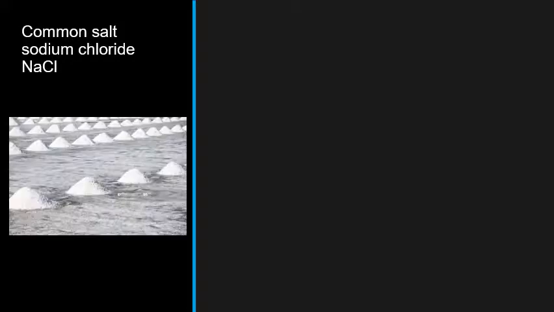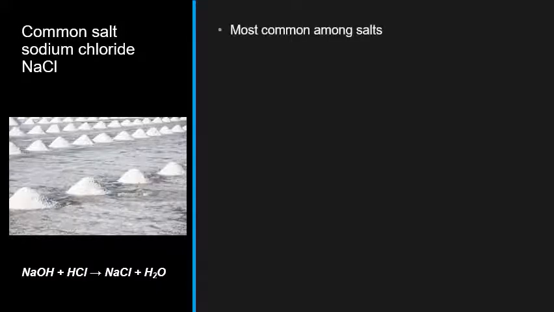Now we will go in depth about the common salt. What is the common salt? Sodium chloride. What is the formula of the common salt? NaCl. How is it formed? Already I learned sodium hydroxide combined with HCl to form sodium chloride and water. NaOH plus HCl gives rise to NaCl and H2O. It is normally the most common among all the salts.